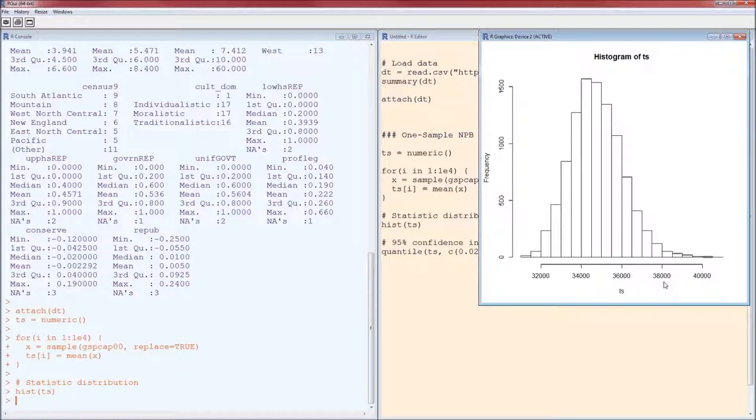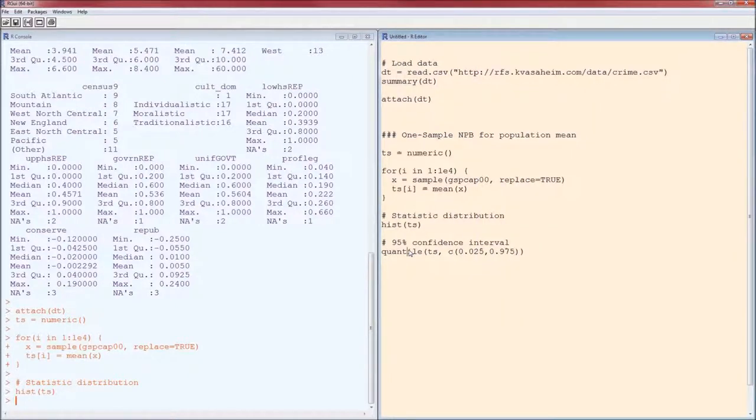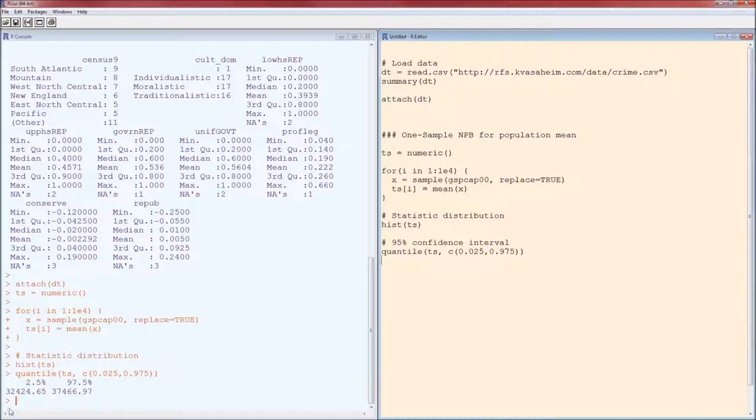Now, the confidence interval is just, as usual, a set of values that are reasonable for the population mean. The 95% confidence interval is going to be between $32,424 and $37,467. That's the estimate for the population mean gross state product per capita in 2000. That's all there is to it.